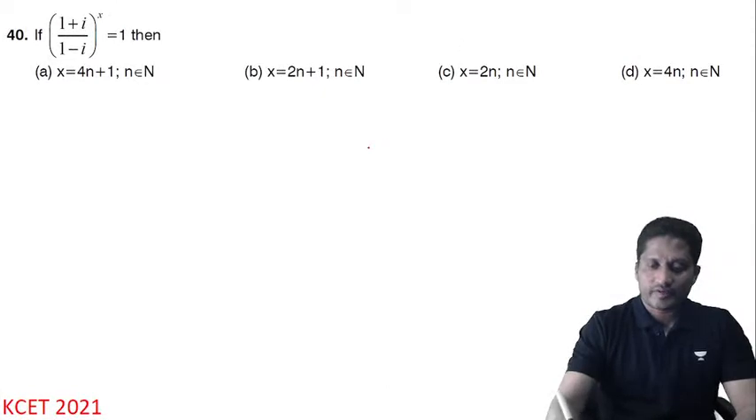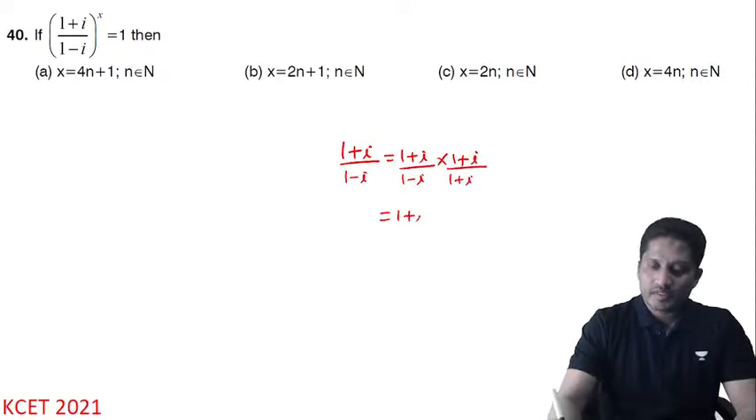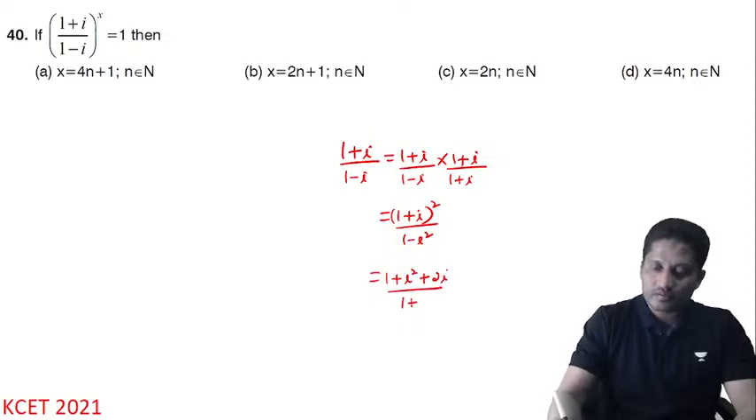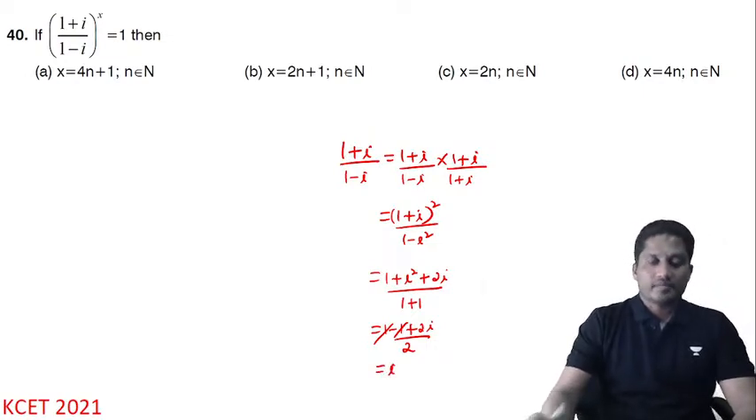Okay, we all know that we have done this before as well. 1 plus i divided by 1 minus i can be written as 1 plus i divided by 1 minus i into 1 plus i by 1 plus i. Numerator is 1 plus i the whole square divided by 1 minus i square. This is a square plus b square plus 2i. i square is minus 1, so minus 1 plus 1 plus 2i divided by 2. 2 and 2 cancel, you will get i. 1 plus i by 1 minus i is i.